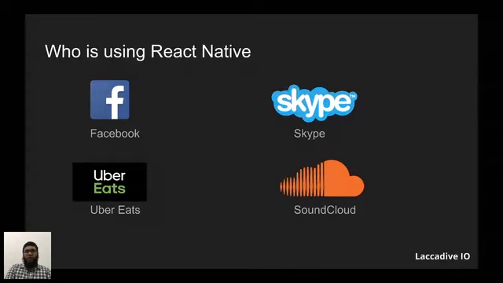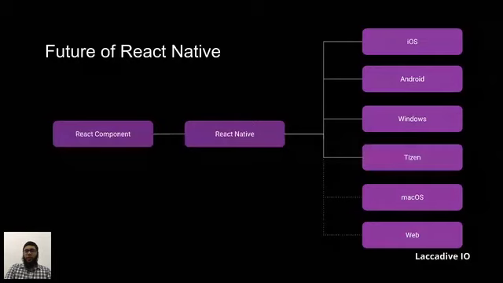So the future of React Native looks very bright, actually. You're able to write a React component, which will, at the moment, be compiled to iOS and Android. Both Microsoft and Samsung have heavily invested in React Native to be able to make it run on Windows and their OS Tizen. And React Native is also being worked on to port it to macOS and even the web. So it's still being worked on.